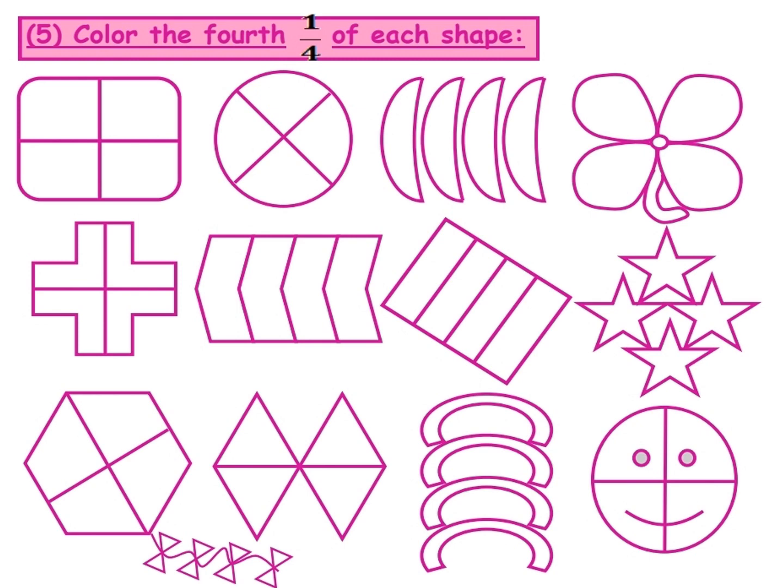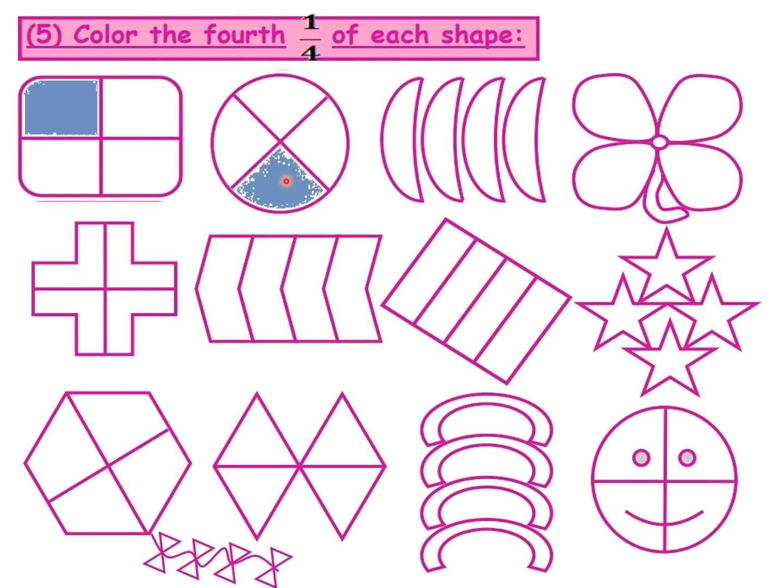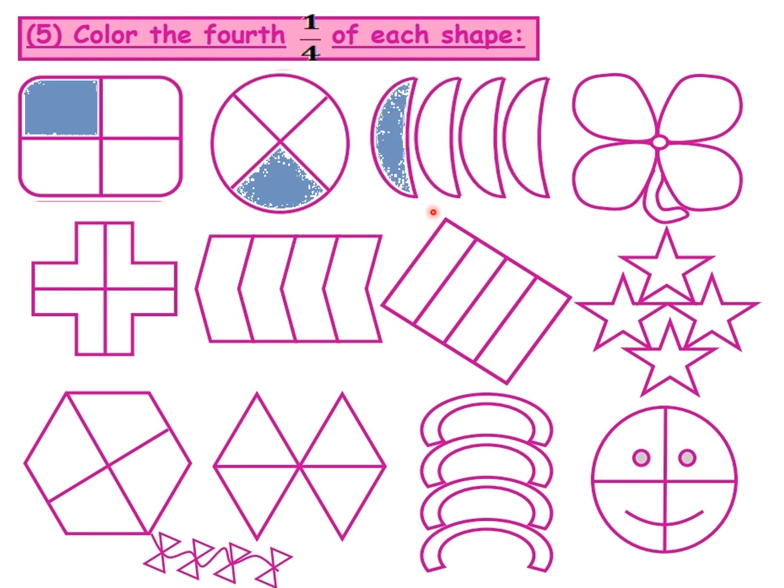Color the fourth of each shape. Fourth or the quarter of each shape means I'm going to color one part out of the 4 parts here. So I want to color only one part here, and so on in the circle that's divided into 4 parts, I'm going to color one part here. And here we have 1, 2, 3, 4, and I want to find the fourth or the quarter, which means I'm going to color only 1 out of 4.